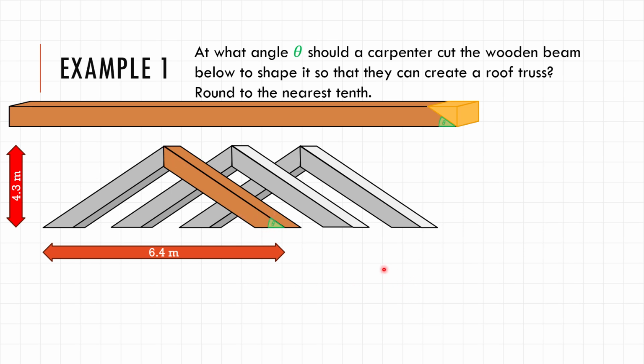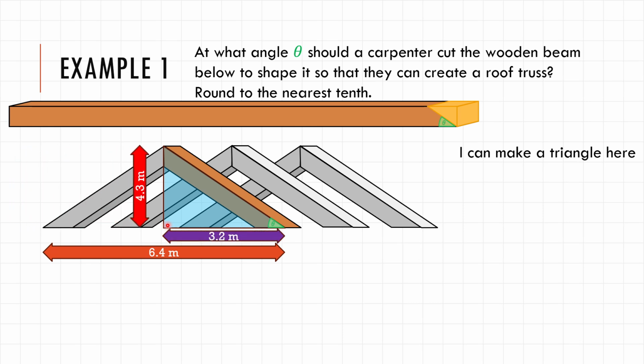So what I can do is I can make a triangle here. I can make a triangle going from here down here, and then all the way across to here. And I know the measurements of this triangle, right? I know that the height of this triangle is 4.3, and the width is, notice this roof is split in half. So if the full roof is 6.4 meters wide, half of it will be 3.2 meters, just divided by 2. And now that I know the side lengths of this triangle, I can use them, or the ratio between them, to find out what is this angle.